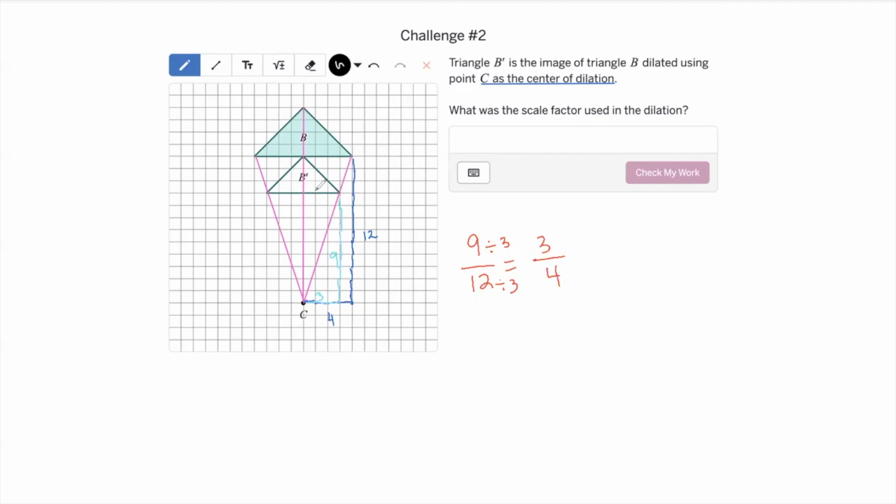There are other ways to do this that you might find easier. If you look at the height of this small one, that's 3. You look at the height of this one, 1, 2, 3, 4, that's 4. So this small one is 3/4 of this one. That way is a little bit easier, but it's not always going to be as simple. So I do also want you to know how to go over and up or up and over. Either way.